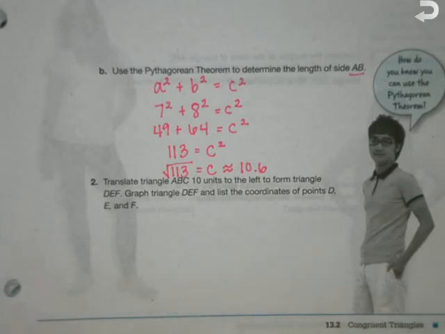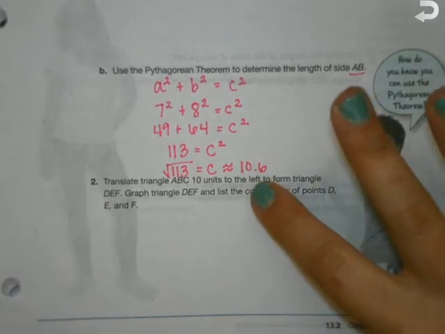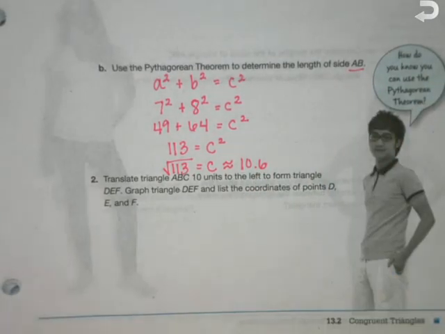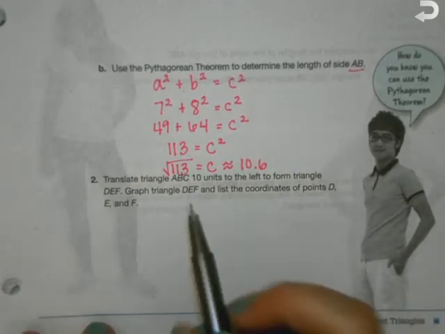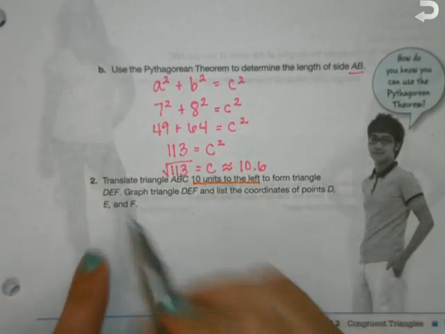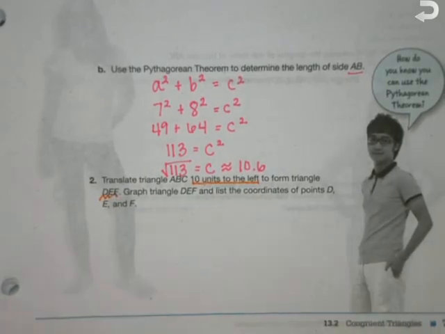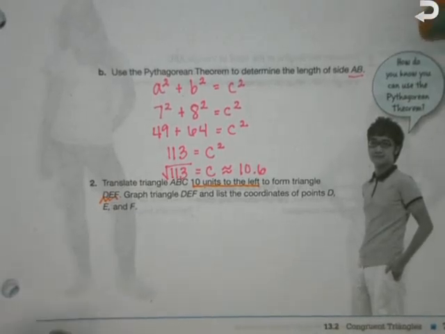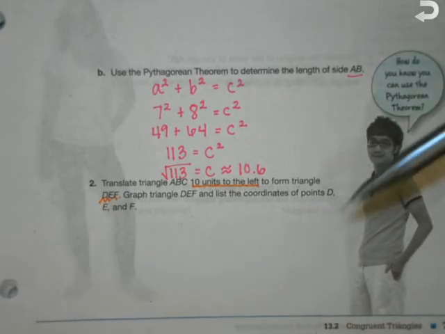So here's what I want you guys to do right now. We're going to hold on to this for a second, and the next thing I want you all to do is translate triangle ABC 10 units to the left and call it triangle DEF. Okay? So here, what I want you guys to do right now is take that triangle ABC and translate it 10 units to the left and name it triangle DEF.